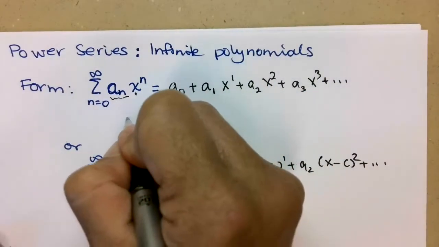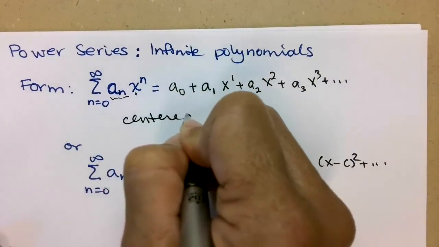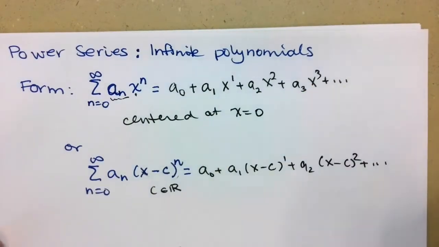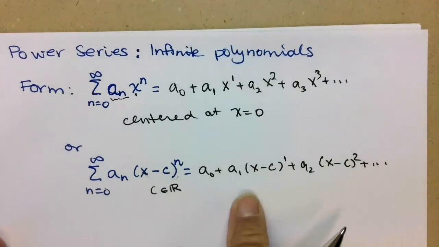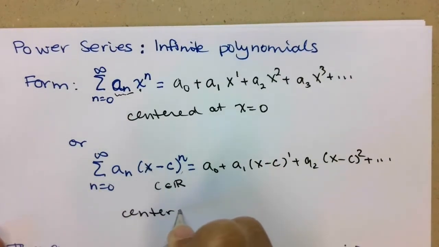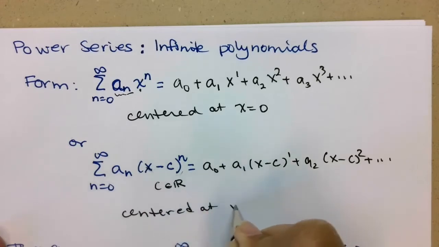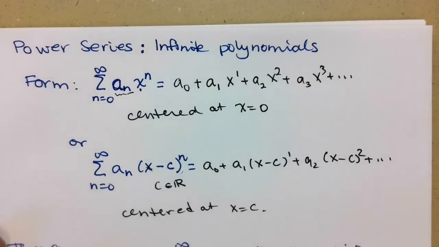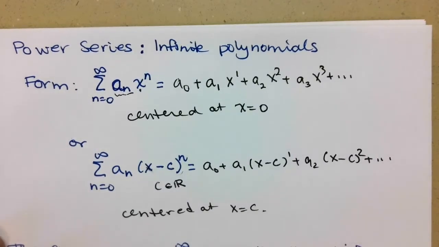Okay. Now that first one that I wrote, this would be an infinite series, a polynomial, a power series, centered at x equals 0. Versus that second one that I wrote, that would be centered at x equals c. So thinking all the way back to your algebra 2 lives, that's just a shift. So a shift of our infinite polynomial.